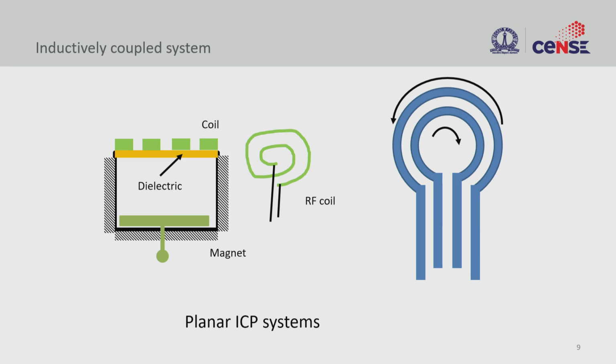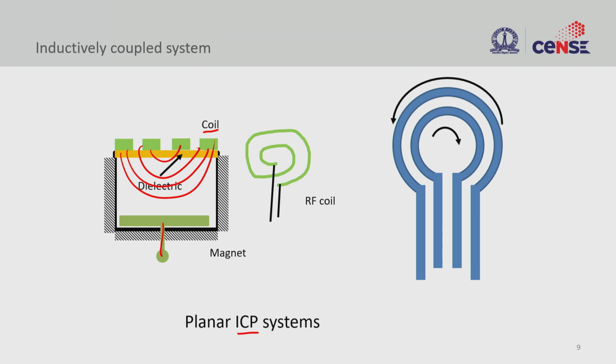And the next configuration is the inductively coupled system. When you say inductively coupled system, instead of a capacitor, the two parallel plates, you want to have a coil. So here what we see is the cross section of such a coil. You have one electrode here and then you create a coil. So now the field is going to be something like this. And this is a planar inductively coupled plasma system, where the coil is planar.